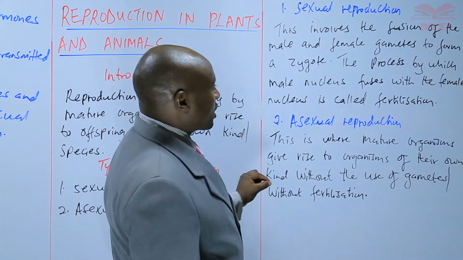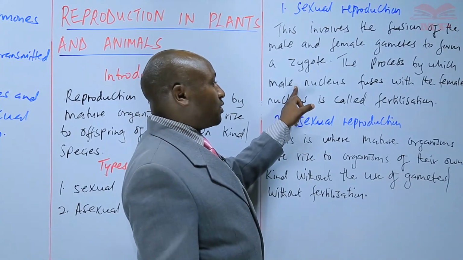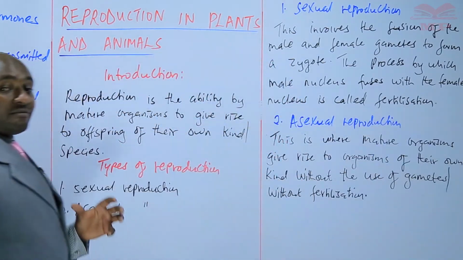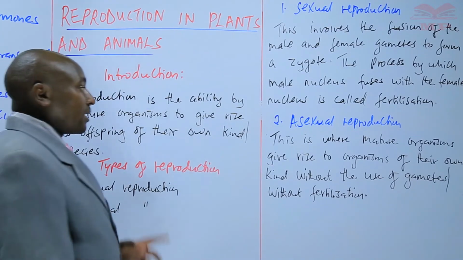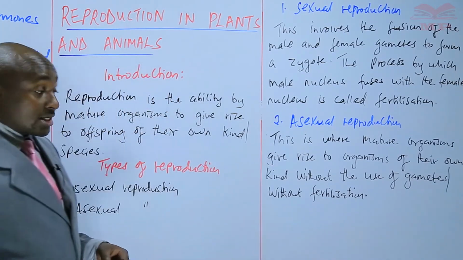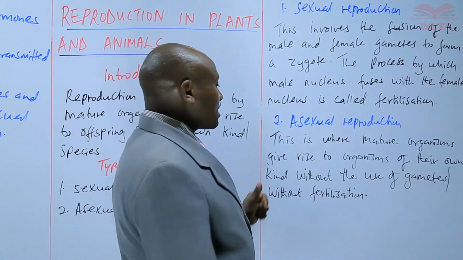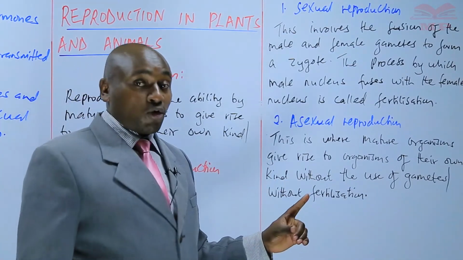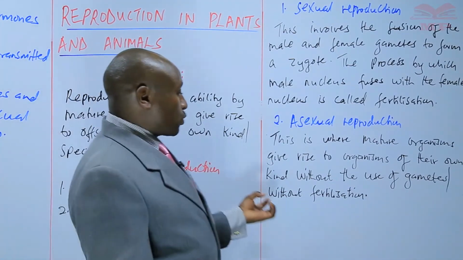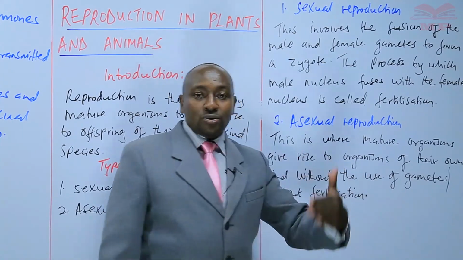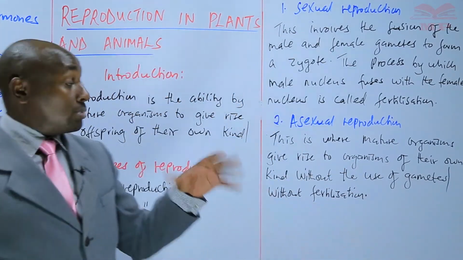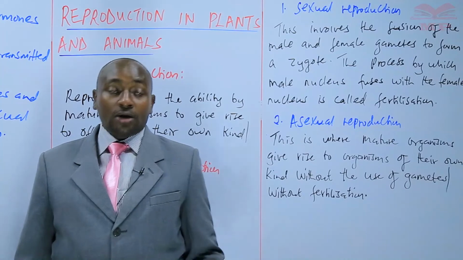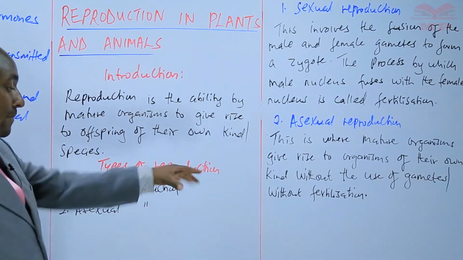Then the process by which the male nucleus, the nucleus of the male gamete, fuses with the female nucleus is called fertilization. In the second type of reproduction, that is asexual, we have mature organisms giving rise to organisms of their own kind without the use of gametes or without fertilization. We shall also look at it in more detail as we go into other sub-topics within this chapter. So we are going to stop there for now, and we shall have an assignment based on what we have learned.